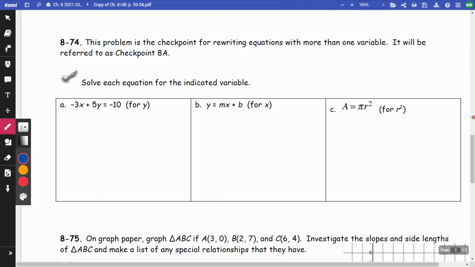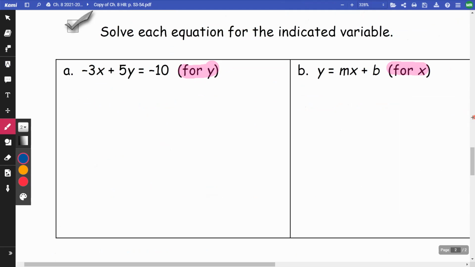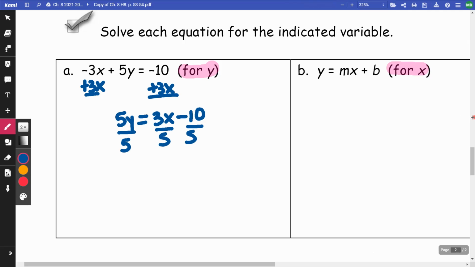On 8-74. So on this one, we want to pay attention to what they are asking us to solve for. This one they want for y, this one for x, this one for r squared. So we need to be careful. So in this first one, I am going to be getting my y by itself. So I'm going to add 3x to both sides. And I'm going to get 5y is equal to, and I can do negative 10 plus 3x, but I like it to look like this, 3x minus 10. I'm going to divide everything by 5. And I'm going to get 3/5 x minus 2. And that's your equation.